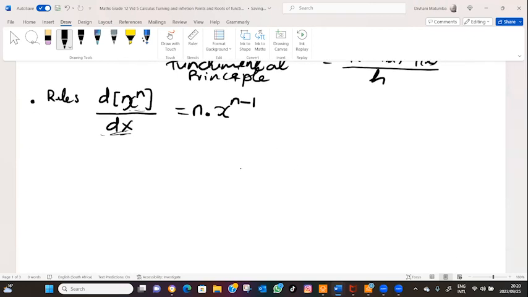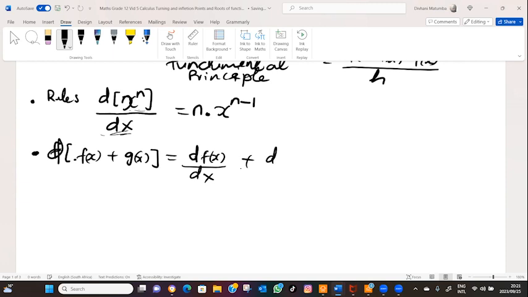Now, one of the rules that is also very important is that the derivative of the sum of two functions, f and g, can also be written as the sum of the derivatives of the two separate functions with respect to x. All right. That's g, sorry.